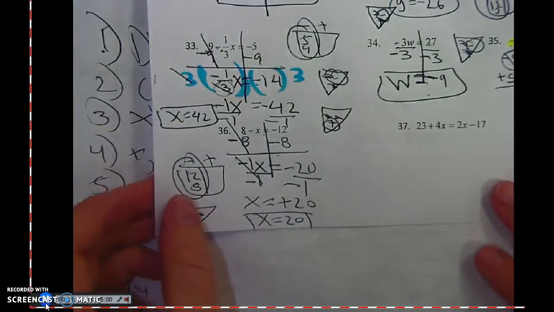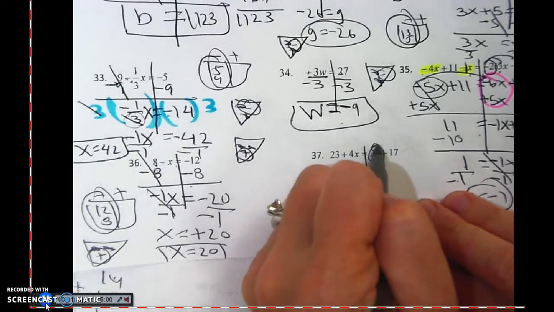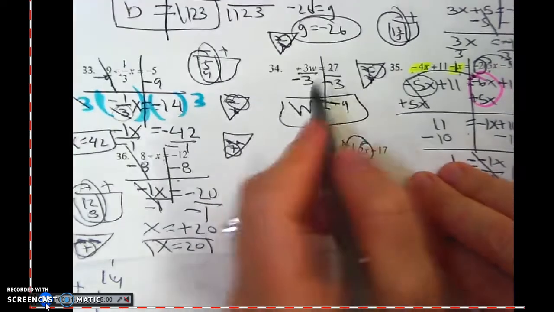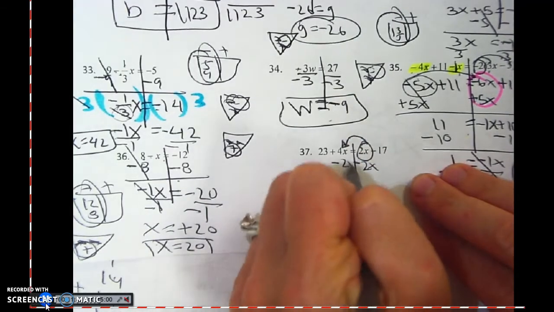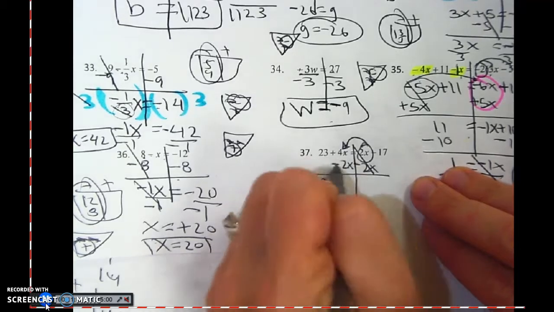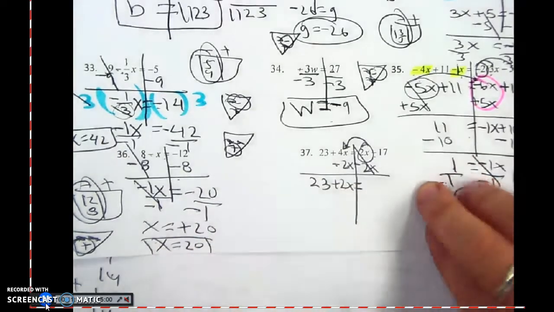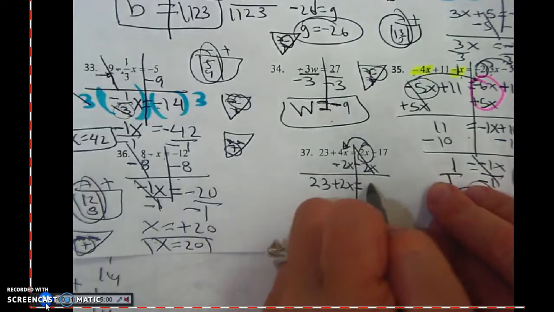Okay, last one. Do my line. Small x to big X. Negative 2x. Bye-bye. 23, 4 minus 2 is 2, equals positive 17. Hopefully that was a positive 17.